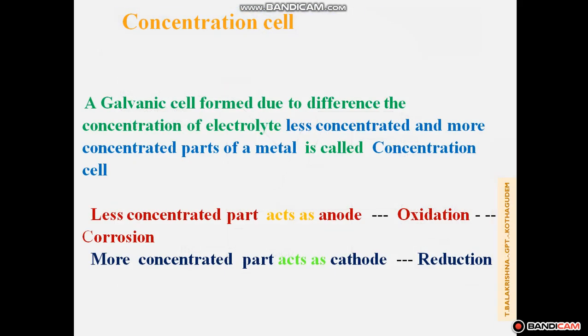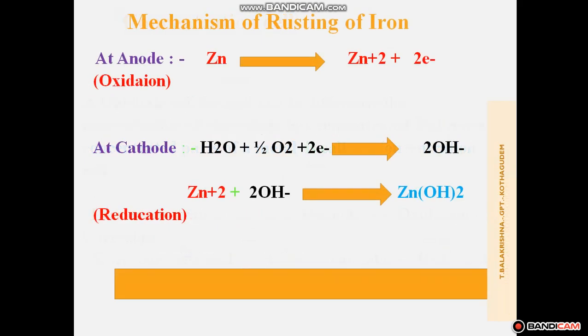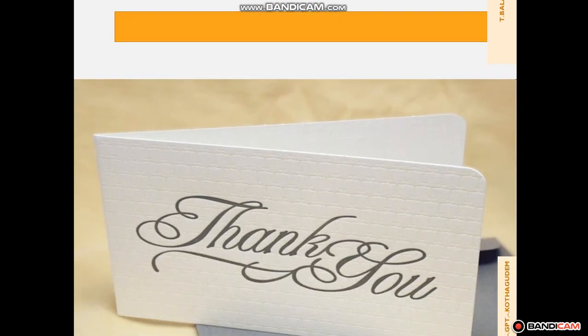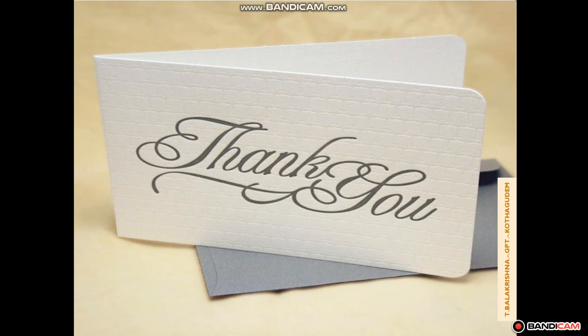So this cell is formed due to the difference in concentration of electrolyte. The less concentrated part acts as an anode, it undergoes oxidation. Students, you remember, oxidation is nothing but corrosion. Which part acts as an anode, that part is ready to participate in oxidation reaction, that undergoes corrosion. Anode is nothing but corrosion, oxidation is nothing but corrosion. Those are the key words for these types of galvanic cells. Galvanic cells are classified into three types: concentration cell, composition cell, and stress cell.